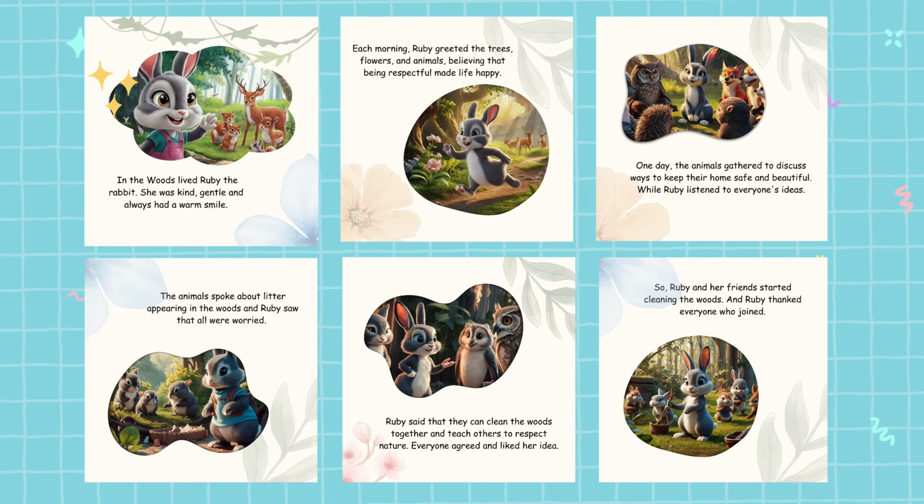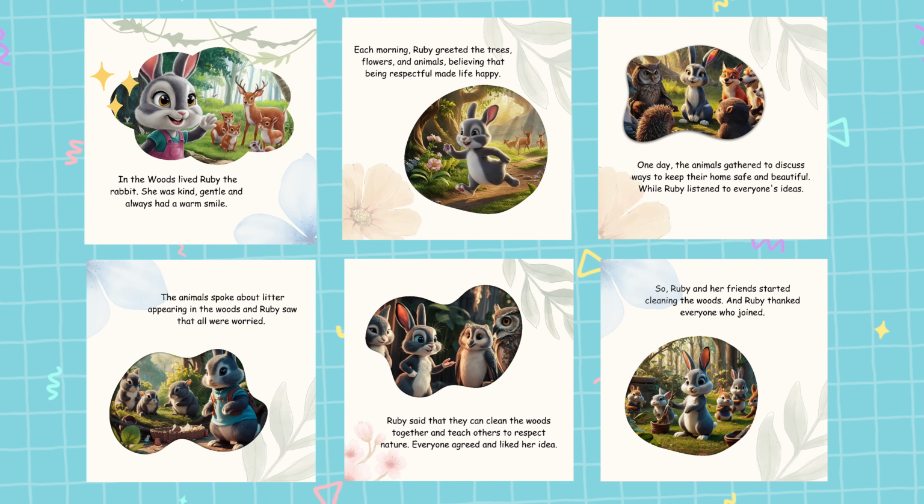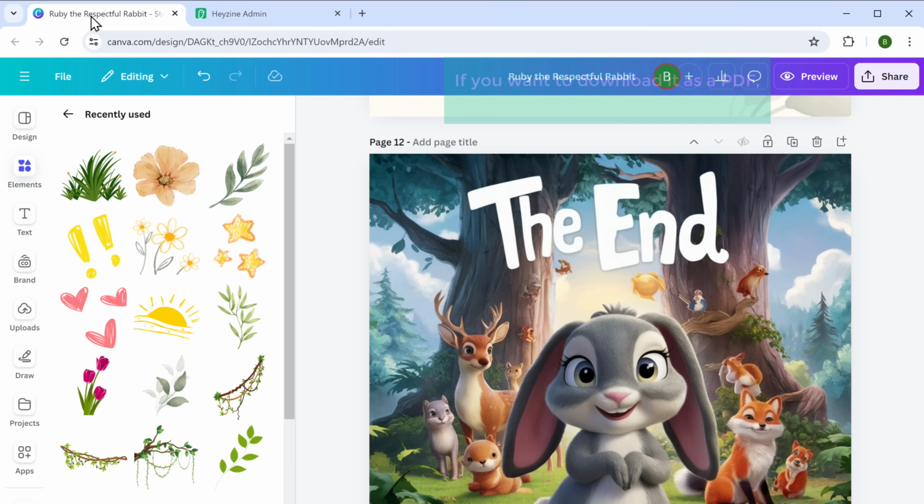And remember, at the end we just need to add the image that we generated for the last page and set it as the background. We don't need to make any changes to it. Once you're done, you will have all the pages of your storybook ready. These pages are looking great, right? If you want to download it as a PDF, you can do that too.